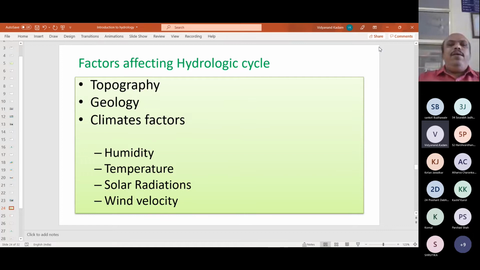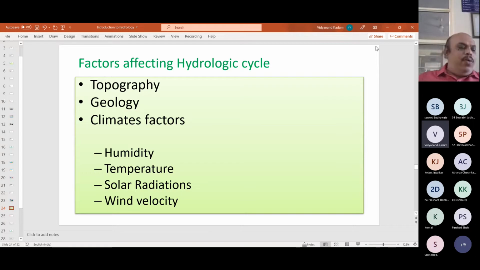whether topography affects the precipitation. What did you understand from the term topography? So topography includes the physical characteristics of the area. What is the slope of the area? What is the shape of the area? Area means the catchment area. So what is the slope, or how is the terrain, whether it is a hilly terrain or a plain terrain. Okay, so all these things are included in topography.